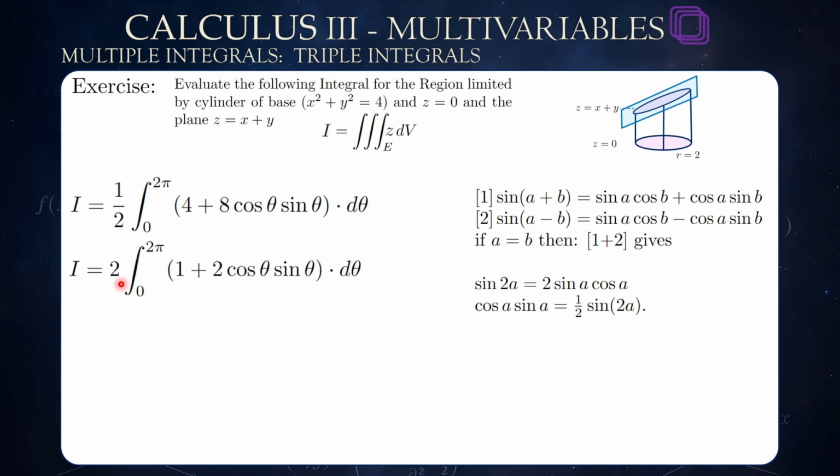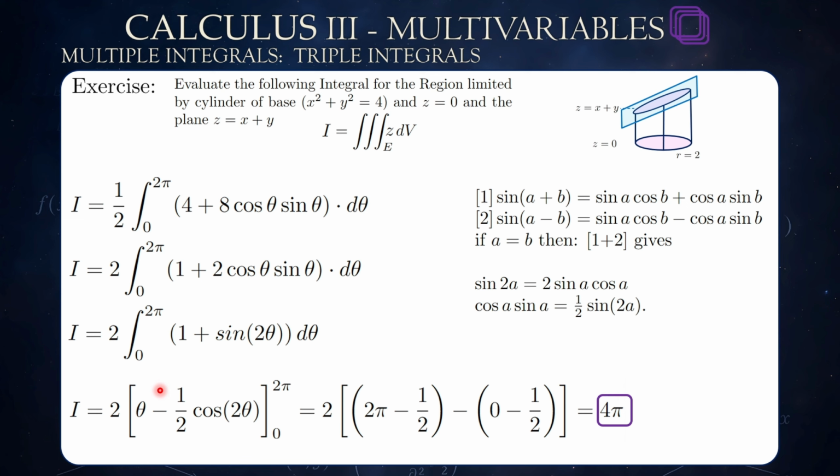So I is equal to the integral from 0 to 2π of (1 plus 2 cosine θ sine θ) dθ, equal to the integral from 0 to 2π of (1 plus sine 2θ) dθ. That we can solve. Equal to [θ minus 1/2 cosine 2θ] between 2π and 0, equal to 2π minus 1/2 minus 0 plus 1/2, which is equal to 4π.